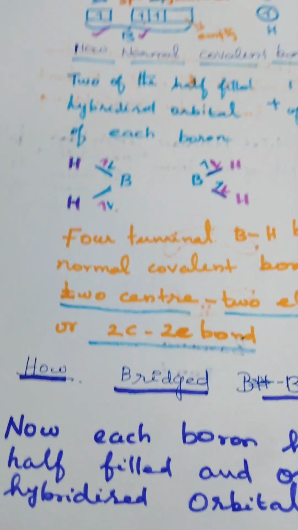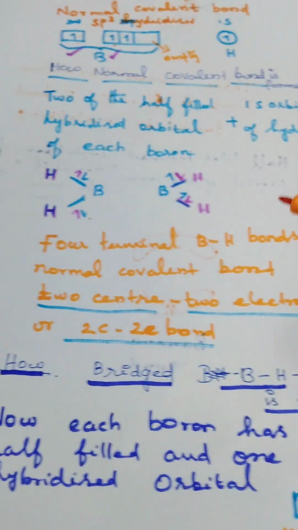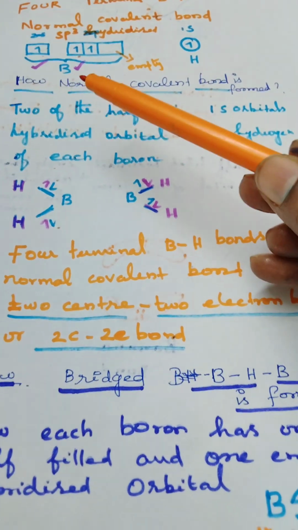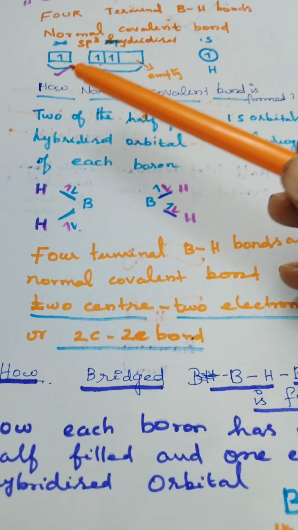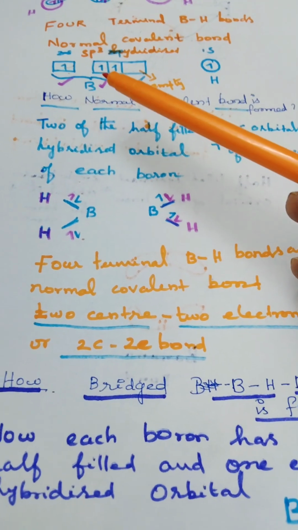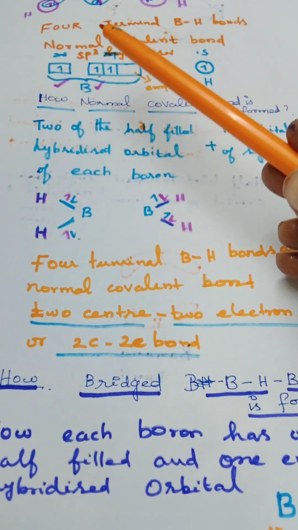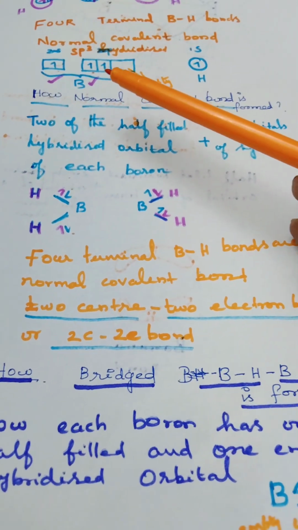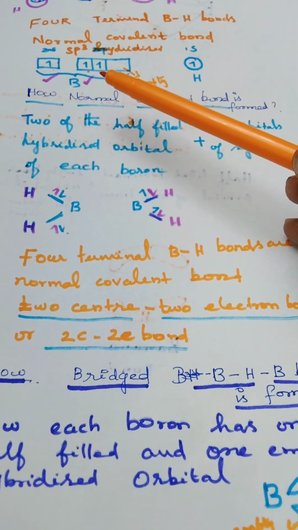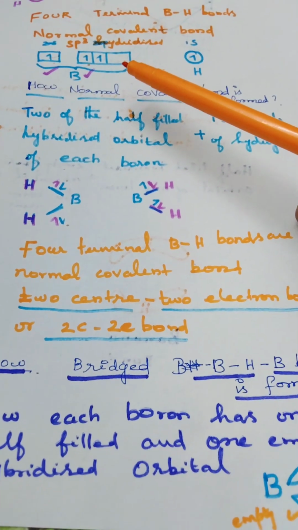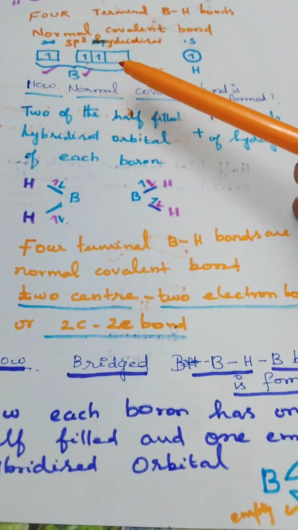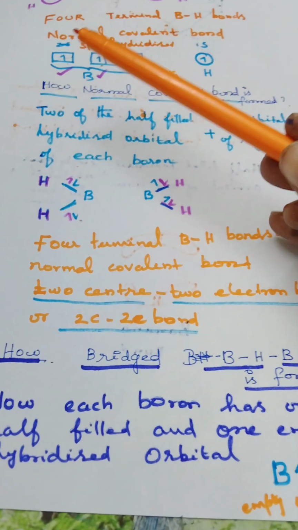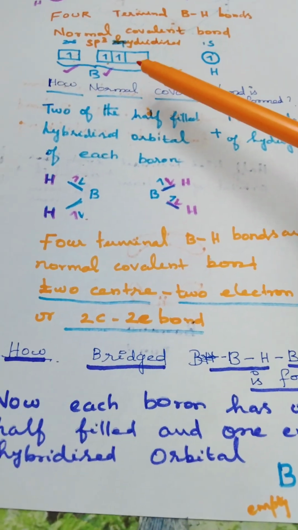The bridged BH bonds, how are they formed? Now, each boron has four hybridized orbitals present. Two sp3 hybridized orbitals are involved in terminal bond formation. What are the remaining ones? Here, one half-filled sp3 hybrid orbital and one empty sp3 hybridized orbital. These two are not involved in the terminal bond formation. Only the other two are involved in bond formation with terminal hydrogen atoms. These two are free now.